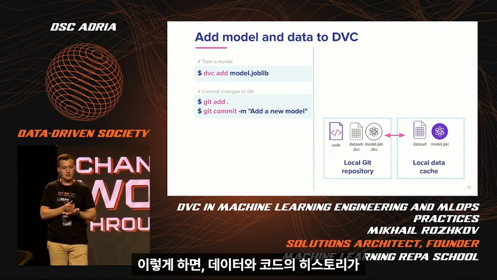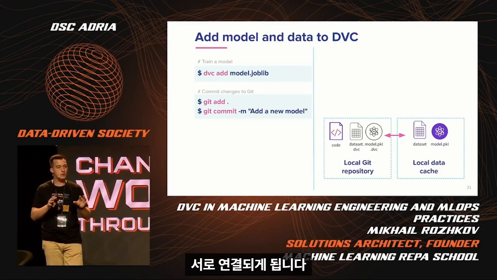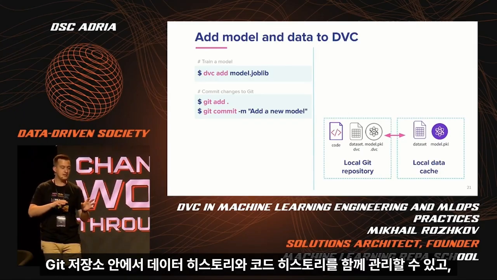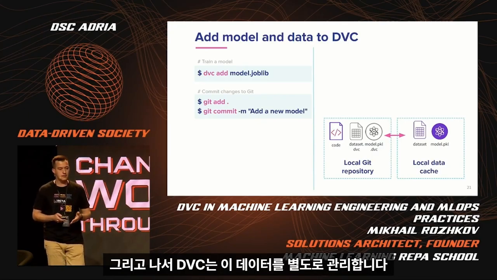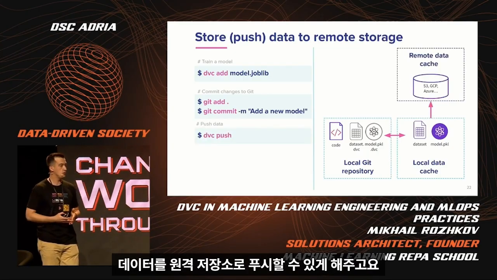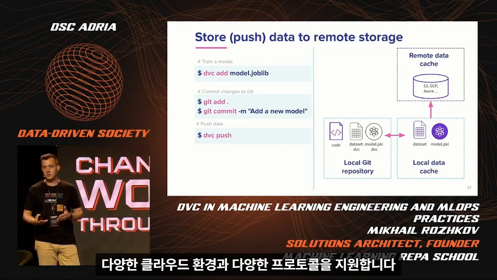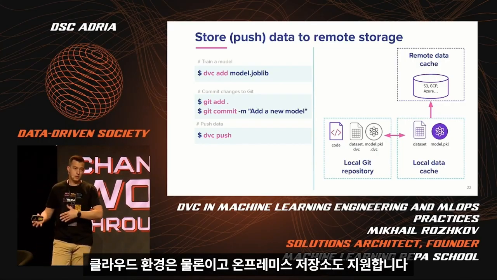So by doing this, you connect data history and code history inside your Git repository, and you don't need any other tool or other system. And then DVC manages this data separately. It can push your data to the remote storage. It works with different clouds and with different protocols, with the clouds or with on-premise storages.